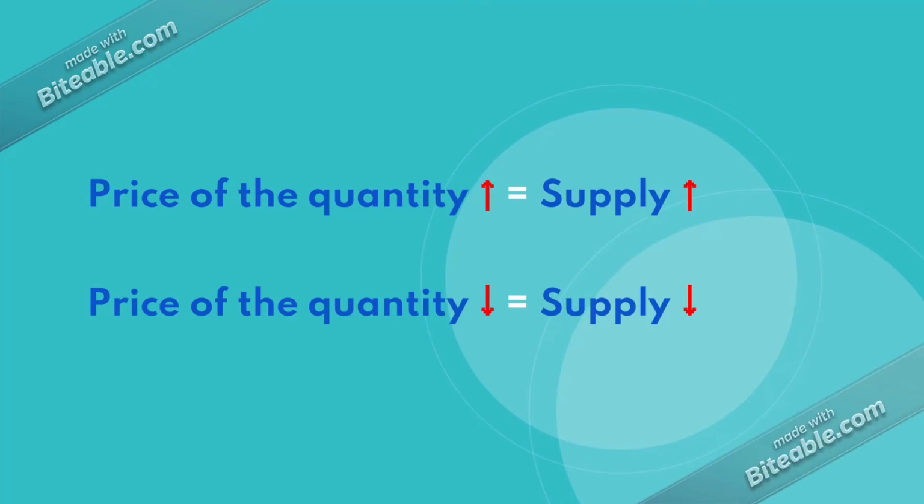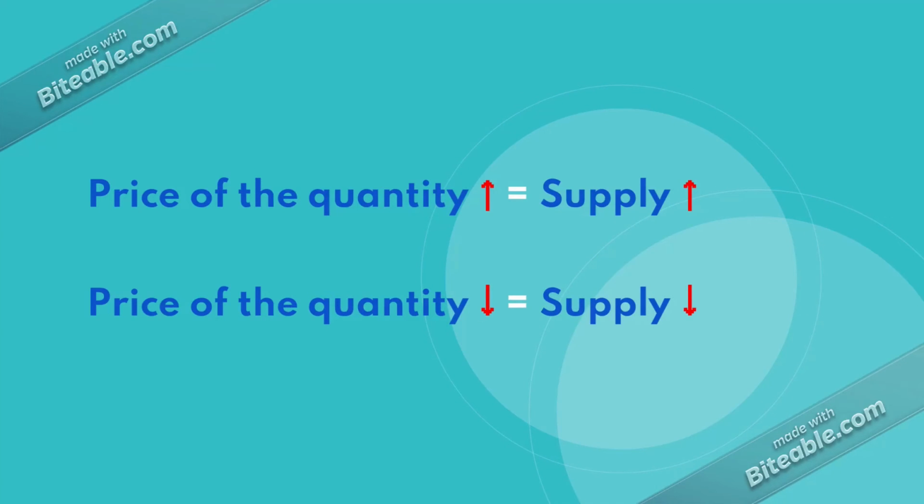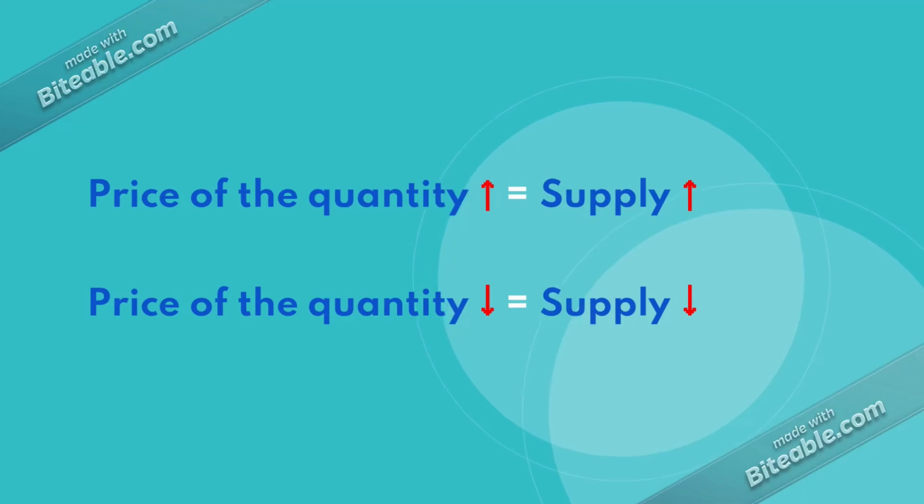If the price of the product is less, then even the supply is less. Here you can see when price of the product is increasing, then supply is also increasing. On the other side, when the price of the product is decreasing, then supply is also decreasing. This is how they are related.